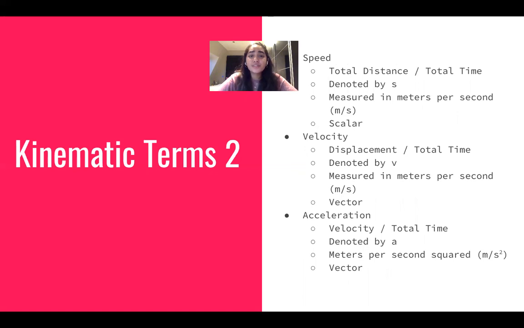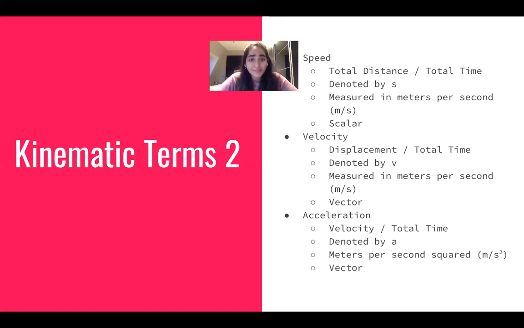Speed is the total distance per unit time. It's often denoted by either an s or a v. It's measured in meters per second, and it is a scalar. This is because both variables in the equation, distance and time, are scalars, and therefore speed must be a scalar as well.